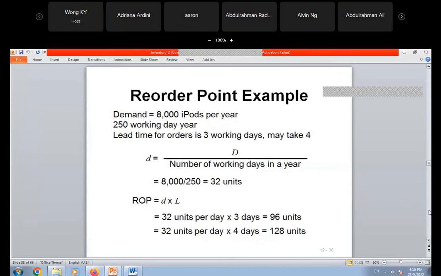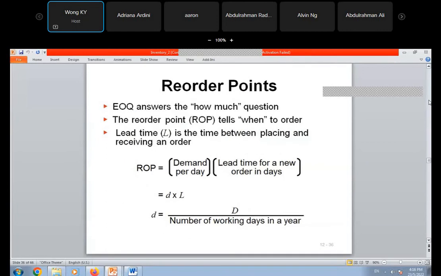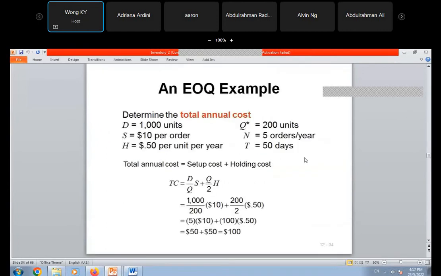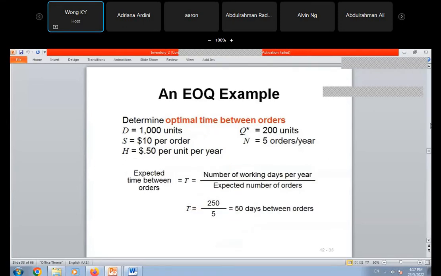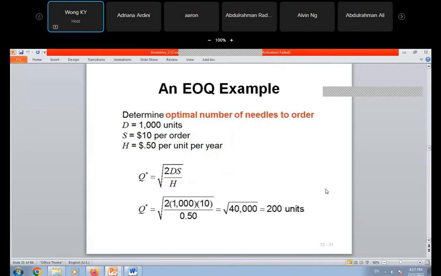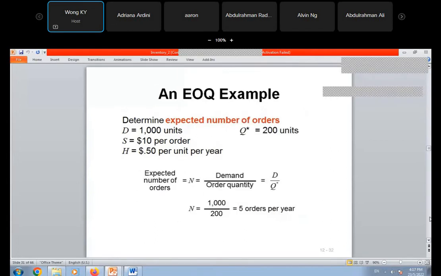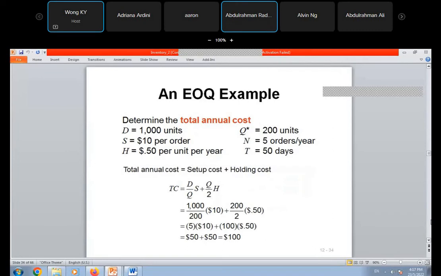Okay, thank you. So that is all about EOQ that you have to know. Basically for EOQ, you just have to know how to calculate the reorder point. You must know how to calculate the total cost, which is the setup cost plus the holding cost. Setup cost is calculated using this formula. Holding cost is calculated using this formula. And you must also know how to calculate the EOQ value using this formula.